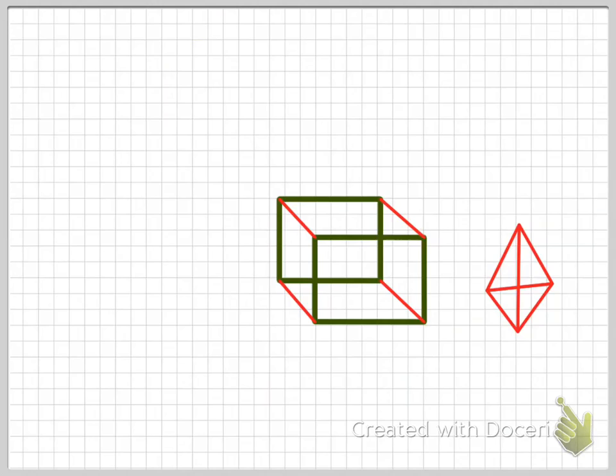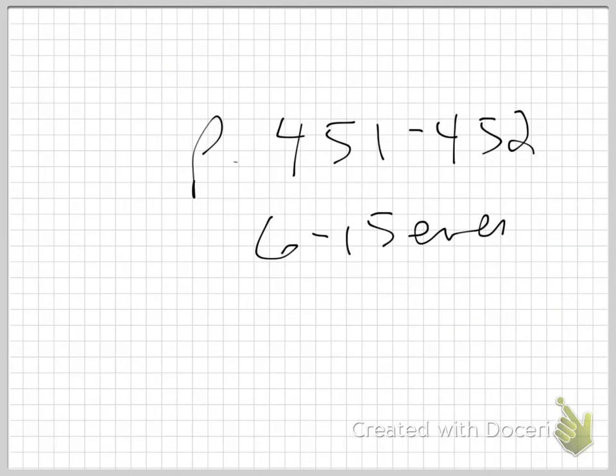Tonight's homework is not difficult. It's just you recognizing the shapes. So here, I'll give you your homework. Just be patient. I know you can do it. Page 451 to 452, 6 through 15 even, and 22 to 24 even.